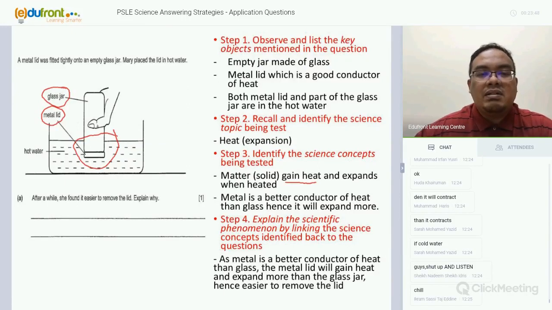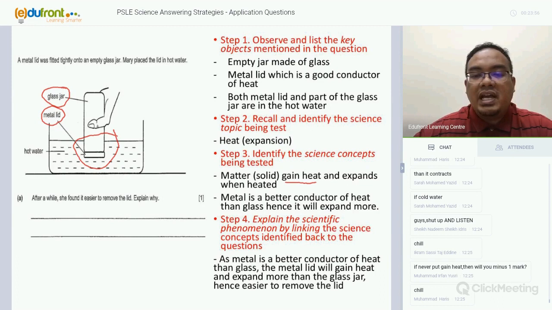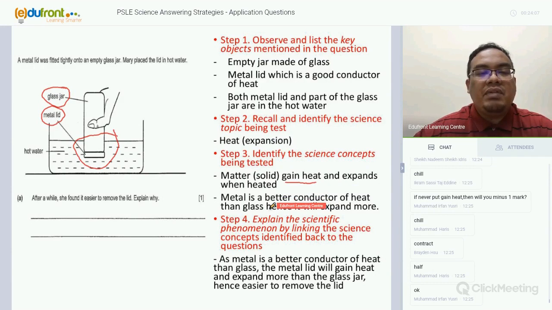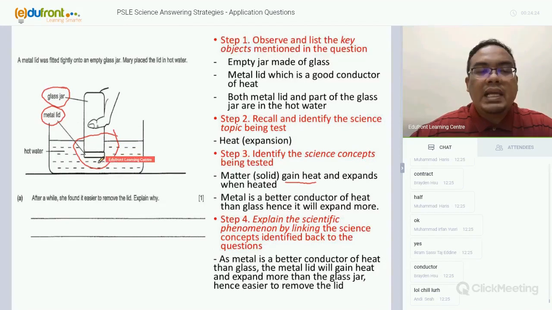What about the opposite? Some questions ask you, if you put it in cold water, ice water, what will happen? Instead of expansion, it will contract. After we identify the science concept, we know that matter gains heat and expands. Number 2, this is something very important: metal is a better conductor of heat than glass. That is the reason why, when both objects are put in hot water, the metal expands and you can remove the lid easily. Why?